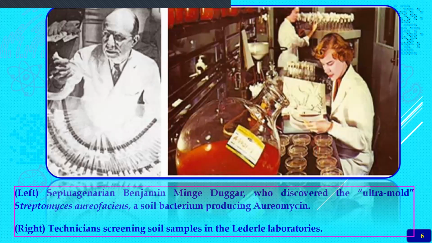So this person was in charge of the Lederle laboratory and found the drug aureomycin, or another name is chlortetracycline. And in the lab, his technicians screened thousands of soil samples. So they were behind it and ultimately found Streptomyces aureofaciens.